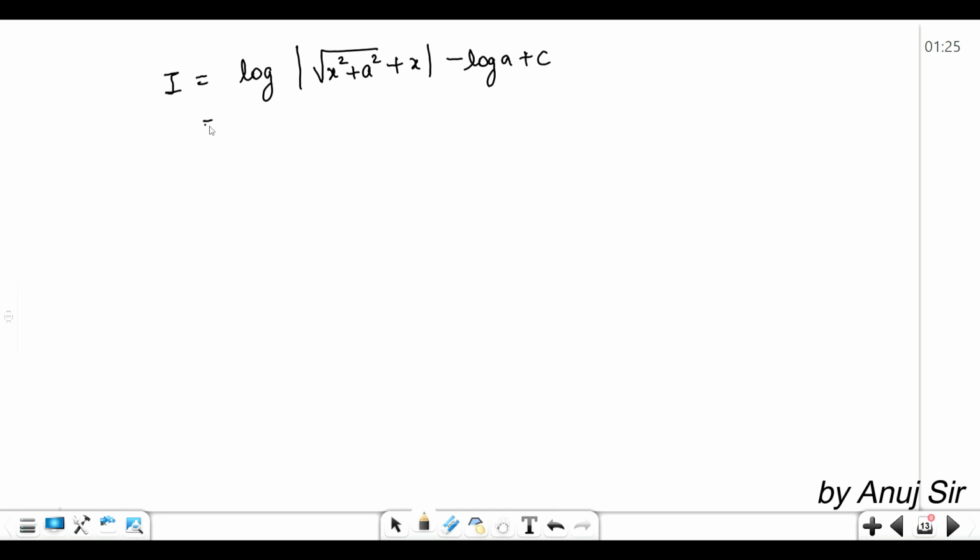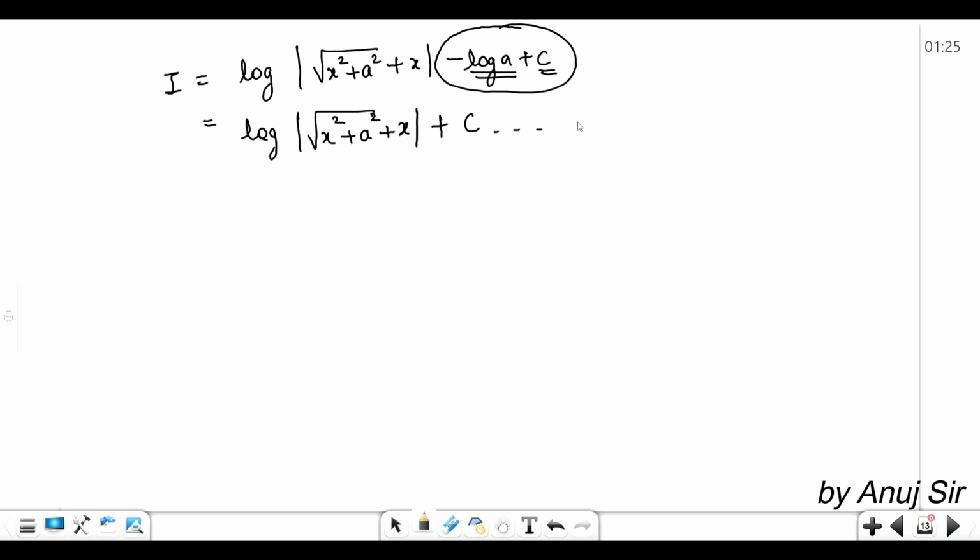Okay, so we are done with the proof, but since this term is also constant, we will replace this whole part with another constant. We can just replace it with capital C, that is plus capital C. And this capital C will be equal to minus log a plus c. So this was how we have proven the second proof. Now we will do the last proof of this. So let's just move on to this.